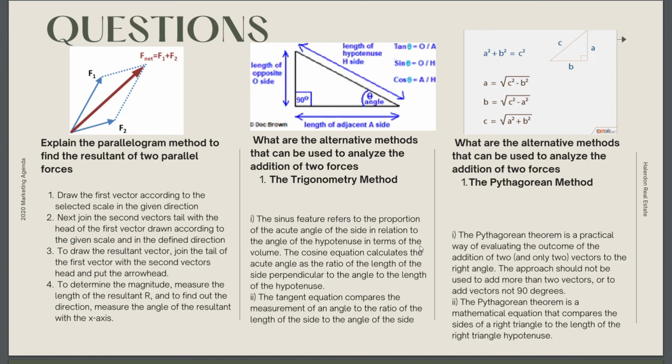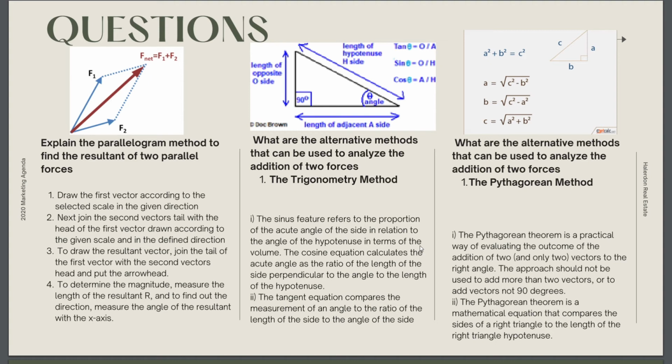Next, for question 1, explain the parallelogram method to find the resultant of two parallel forces. First of all, we need to draw the first vector according to the scale in the given direction. Next, join the second vector's tail with the head of the first vector drawn according to the given scale and in the defined direction. To draw the resultant vector, join the tail of the first vector with the second vector's head and put the arrowhead. To determine the magnitude, measure the length of the resultant R, and to find out the direction, measure the angle of the resultant with the x-axis.